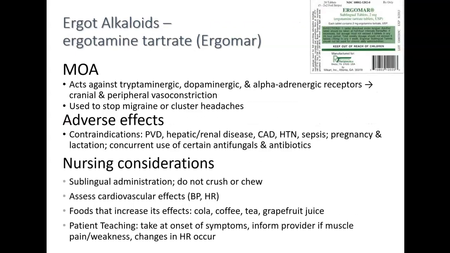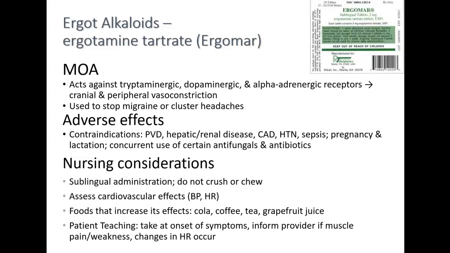Ergot alkaloids, like I said, I can't remember where ergotamine comes from, but it's like a fungus. It's a strange thing to use for headaches, but it is used to stop migraine or cluster headaches. You really don't need to know the full mechanism of action. Just know that it's used for migraine or cluster headaches.